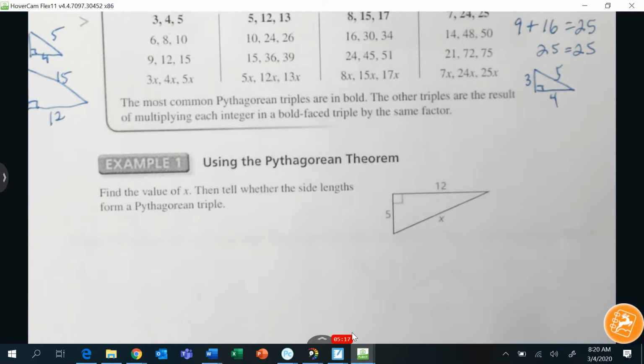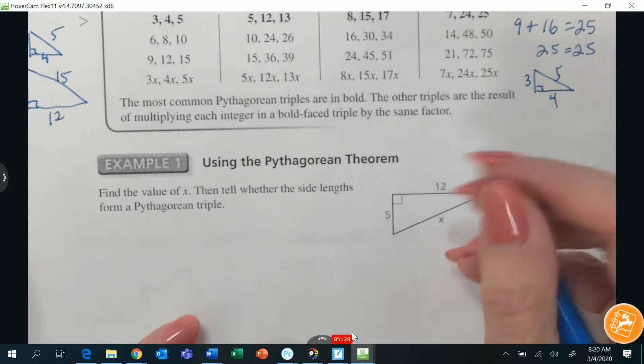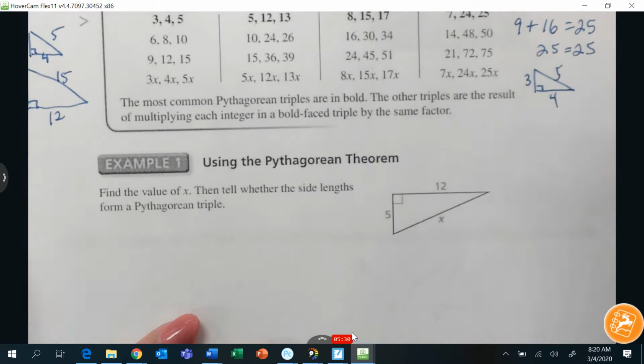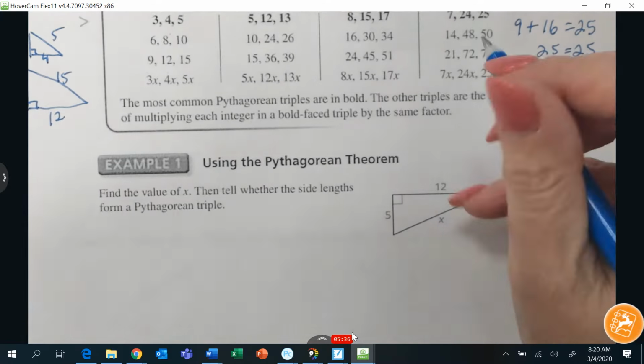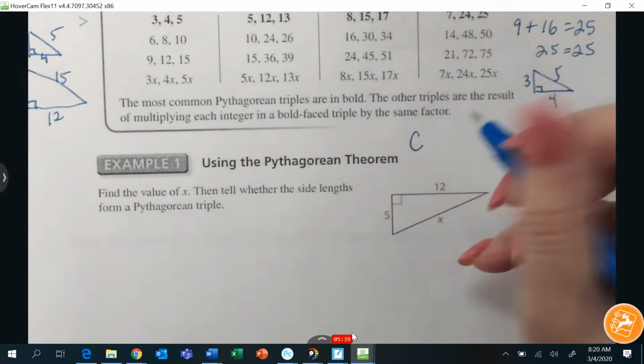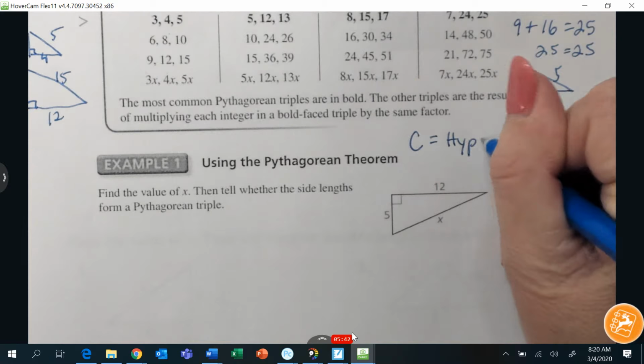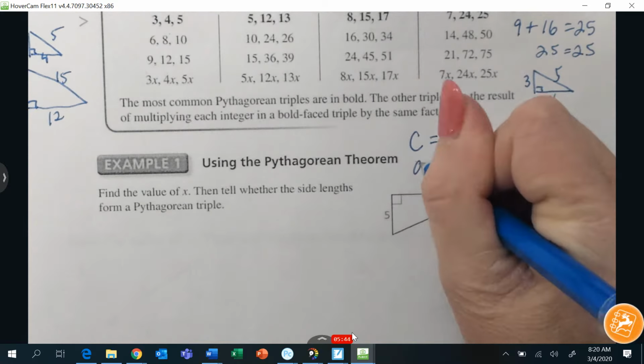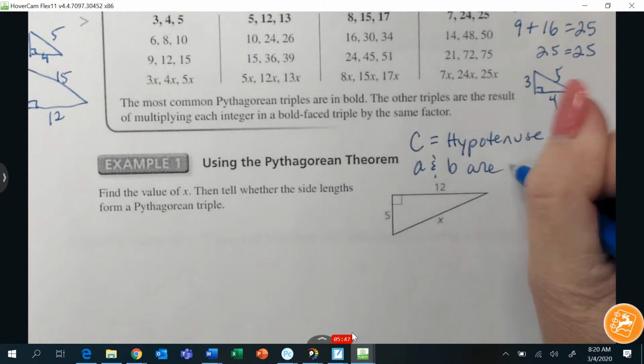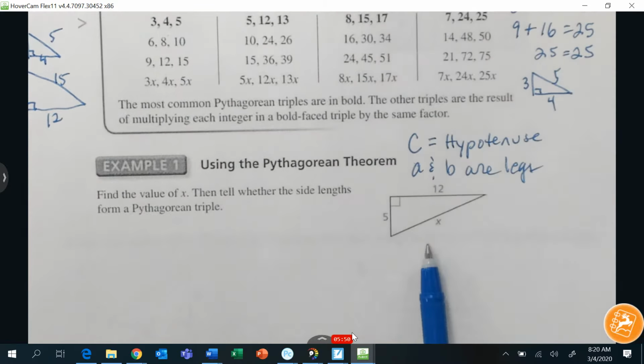So example 1, using the Pythagorean theorem. Find the value of x, then tell whether the side lengths form a Pythagorean triple. So over here, out of these 3 sides, we're going to determine which side is the C. C is the longest side. C is the hypotenuse. I didn't say that up there. I kind of said it, but C is hypotenuse. The A and B are the legs. So out of these 3 sides, which one is hypotenuse? X. This is the C.